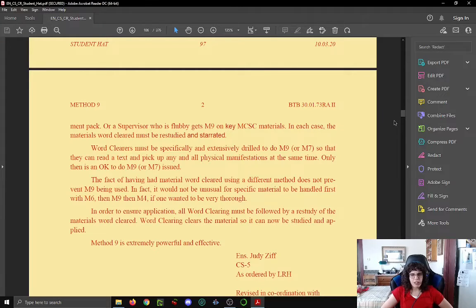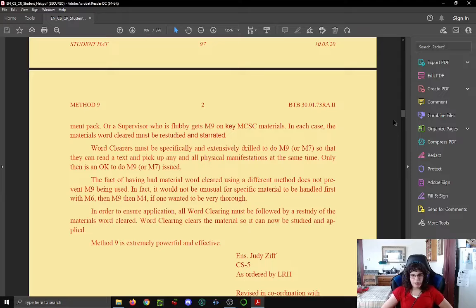The fact of having had material word cleared using a different method does not prevent M9 being used. In fact, it would not be unusual for a specific material to be handled first with M6, then M9, then M4, if one wanted to be very thorough. We'll cover all the different methods of word clearing, by the way, in future videos.